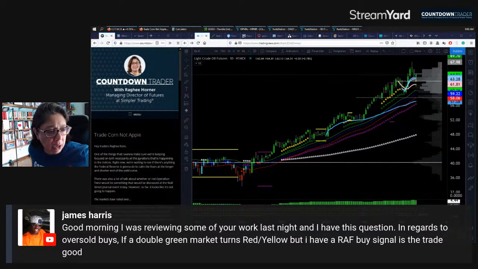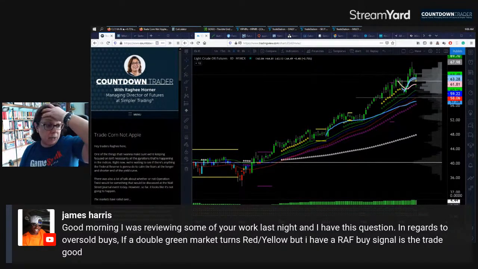Okay, in regards to oversold buys. All right, so we're talking choppy markets. If a double green market turns red yellow, meaning we transition out of the trend, gotcha. But I have an RAF buy signal.